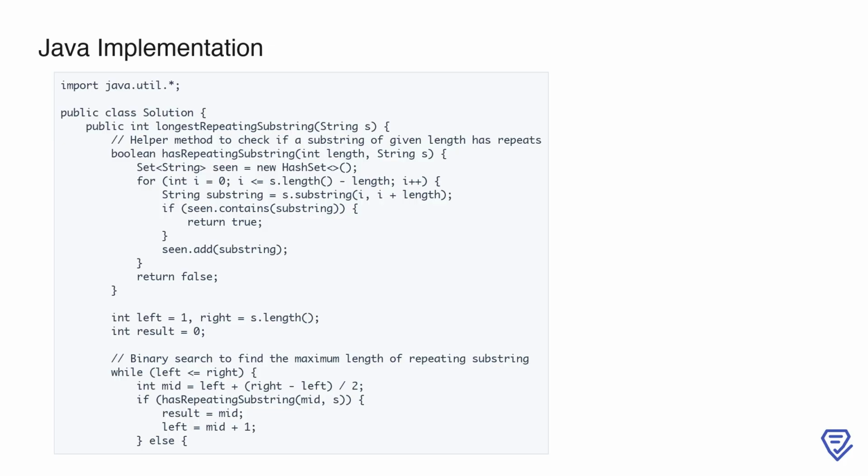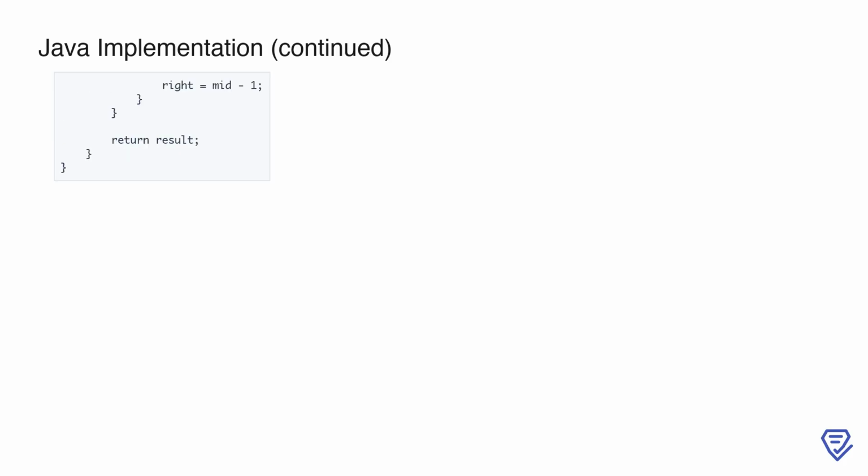The midpoint of the current range, mid, is calculated using (left + right) // 2. If the helper function confirms that a repeating substring of length mid exists, we update result to mid and shift the search to the right half by setting left to mid + 1. On the other hand, if the helper function determines that no repeating substring exists for the current length, we adjust our search range by moving the right pointer to mid - 1. This ensures that we narrow the search to smaller substring lengths.